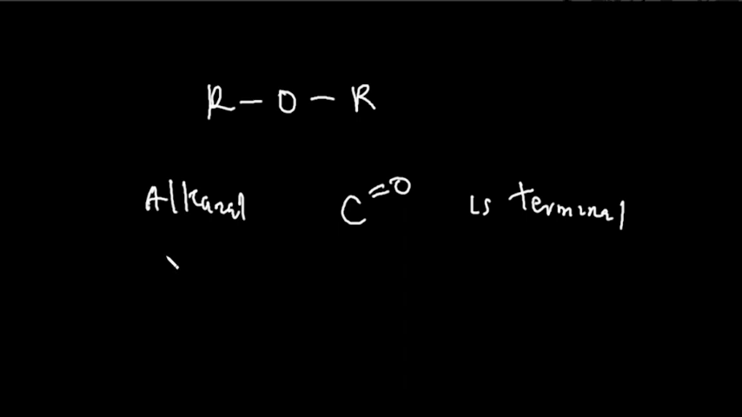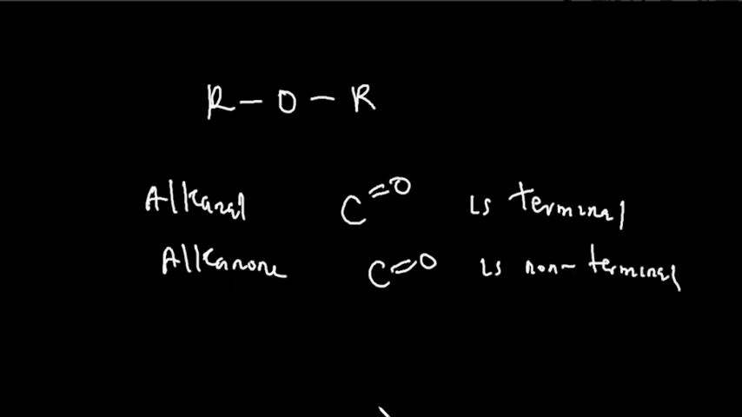While when you are dealing with your alkanones, the carbonyl group, which is C double bond O, is non-terminal. So to help us understand this, or to buttress this point the more, let's consider these two structures. If you look at this structure, the carbonyl group is at a non-terminal carbon. A terminal carbon is a carbon that occurs at the end.